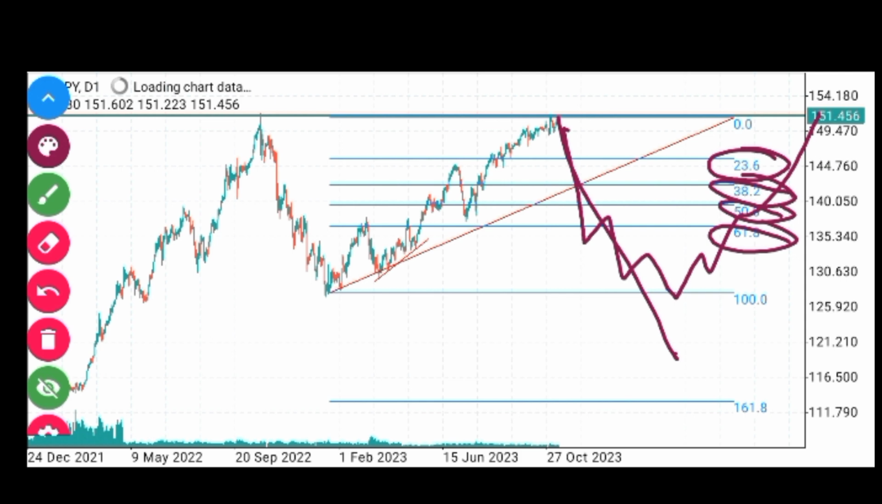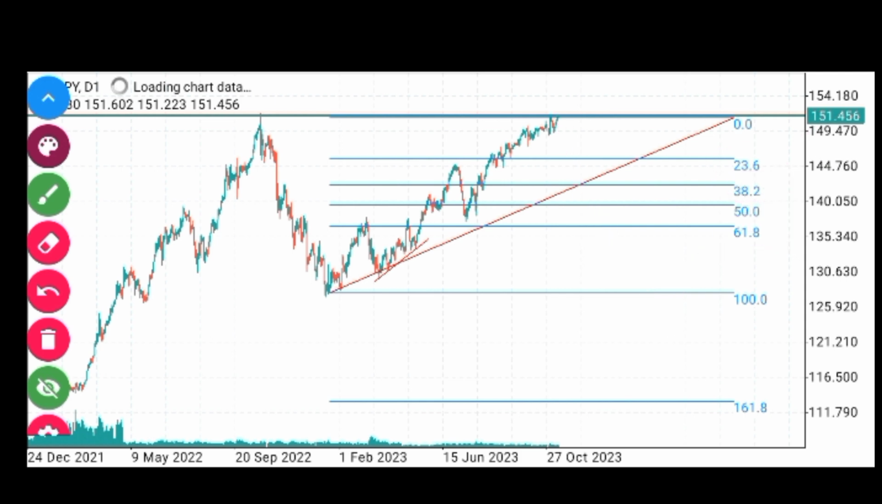Now I've already told you the zones that hold. Now let me tell you what most people do wrong. The way I did this Fibonacci is wrong. Where is my swing low here and where is my swing high in this time frame? Because I tell you that the market is fractal.